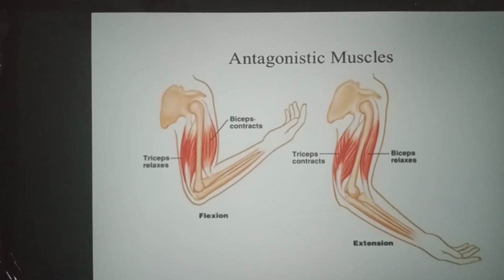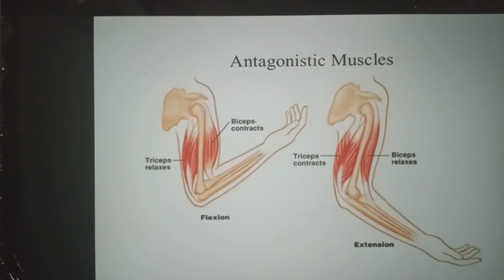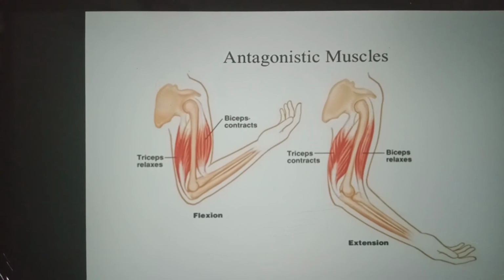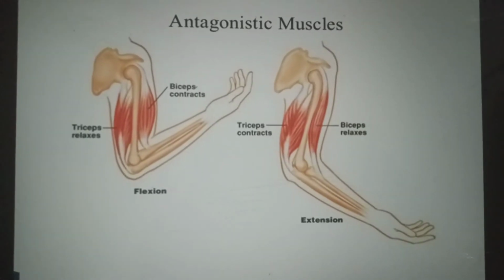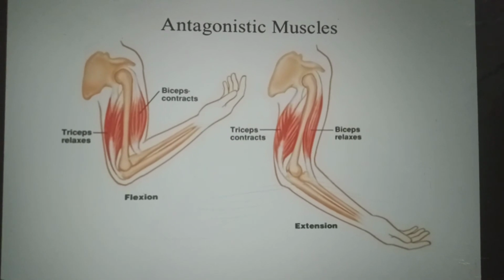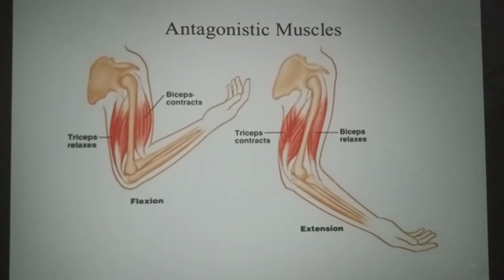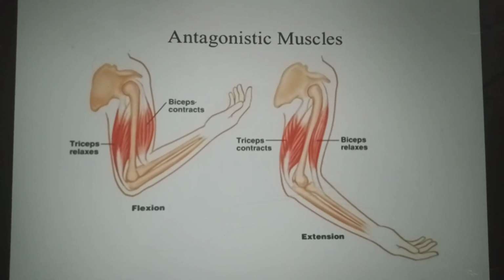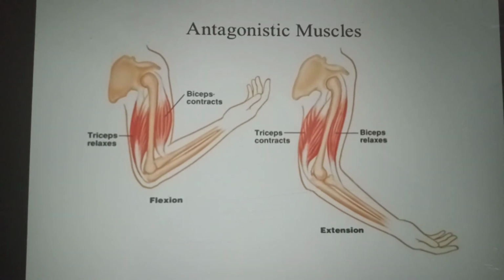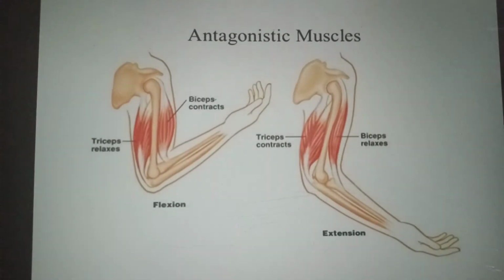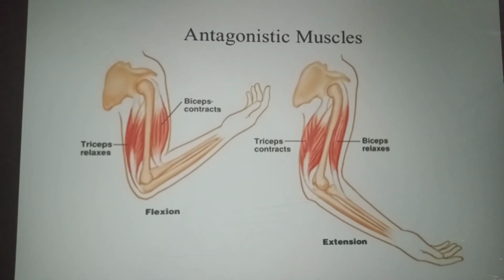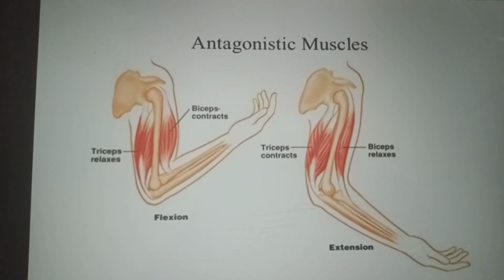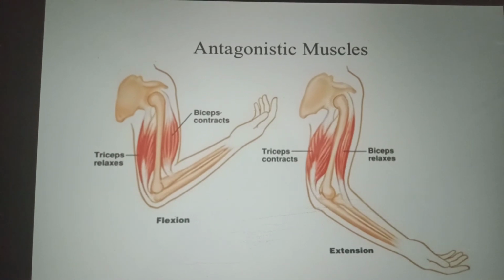Similar pairs working antagonistically across other joints provide for almost all the movements of the skeleton. Both biceps and triceps were working in opposite directions, or opposite jobs were done by these antagonistic muscles. And I'm sure that there is no confusion about biceps, triceps, flexion, and extension.